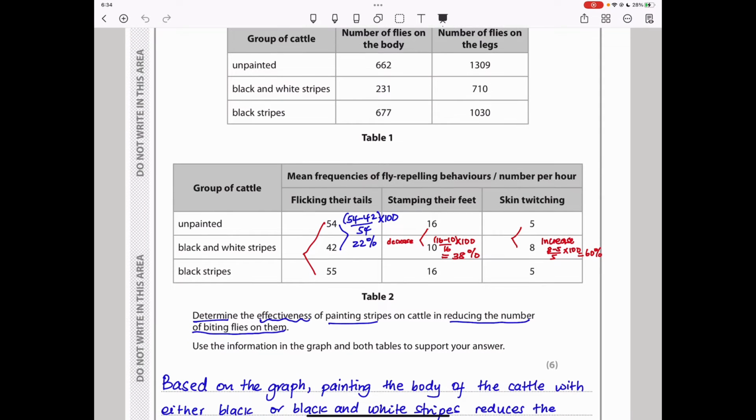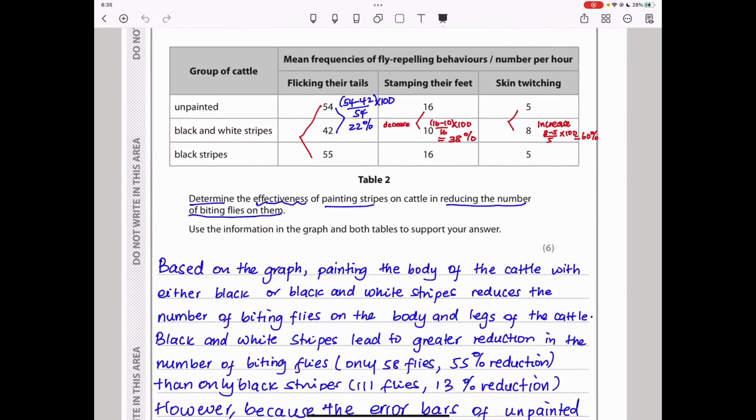There is another table here, table 2. We see the groups of cattle still as they showed us here. But in this case, they are looking at the flicking, the mean frequency of fly repelling behavior, number per hour, the flicking of their tails. So here we see the unpainted had a 54, while those that are black and white had 55, and so on. So we can look at the data in the table. Of course, we're going to be calculating the percentages, any percentage reduction, percentage increase, and so on, in order to be able to answer the next question.